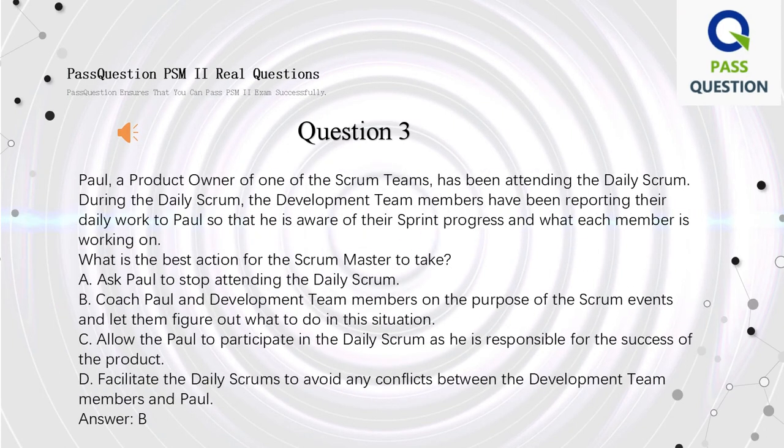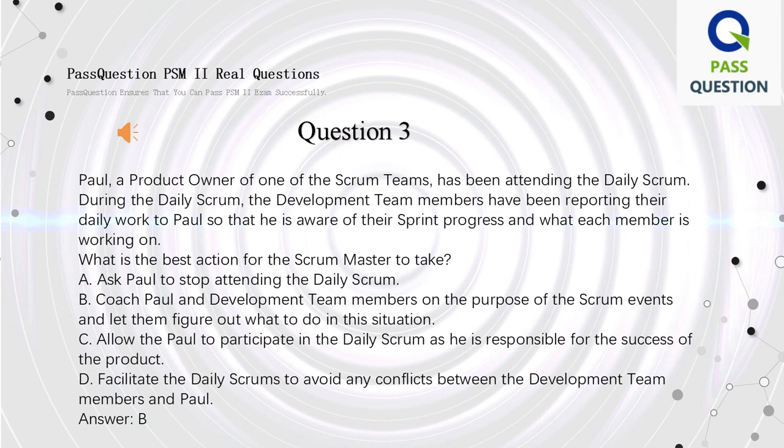Question 3. Paul, a product owner of one of the Scrum teams, has been attending the daily Scrum. During the daily Scrum, the development team members have been reporting their daily work to Paul so that he is aware of their sprint progress and what each member is working on. What is the best action for the Scrum Master to take? A. Ask Paul to stop attending the daily Scrum.